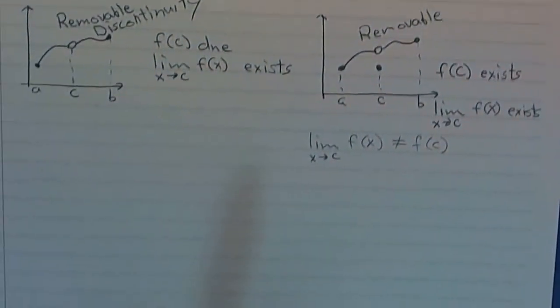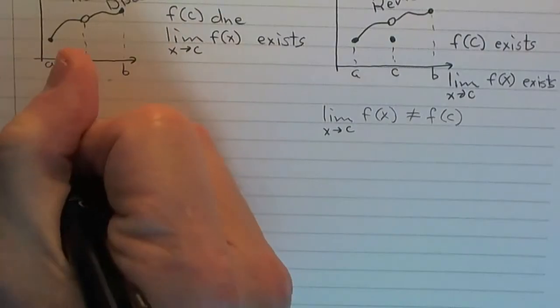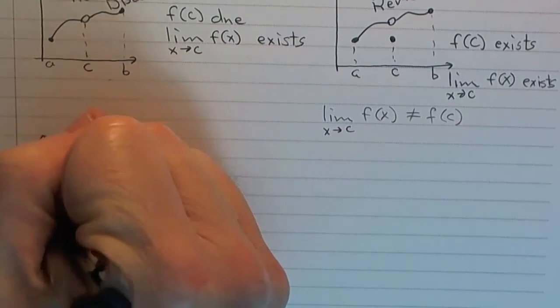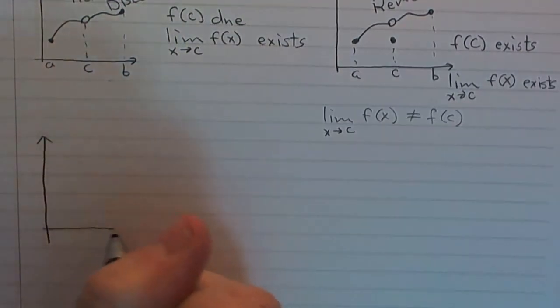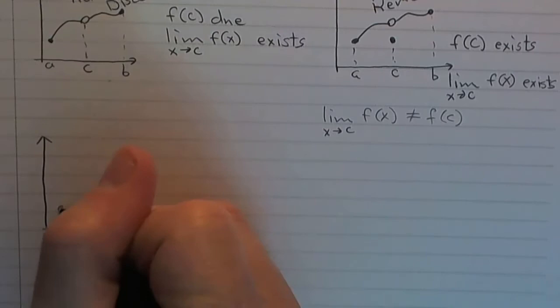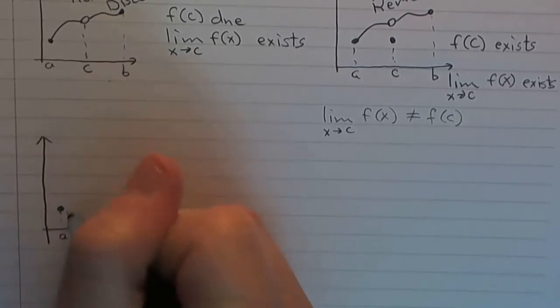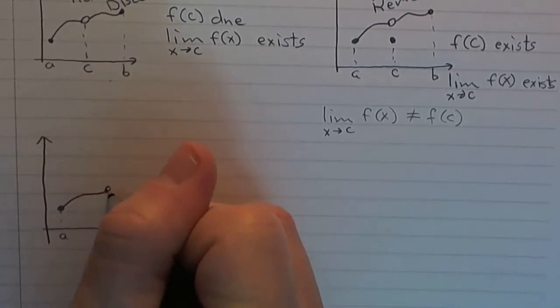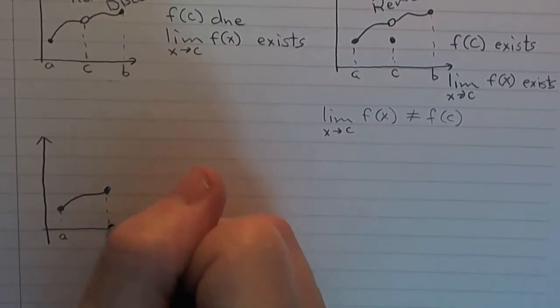Now, let's look at another one here. Let's suppose, let me draw a picture here, and let's suppose I start here at A. I come up here, this is C.